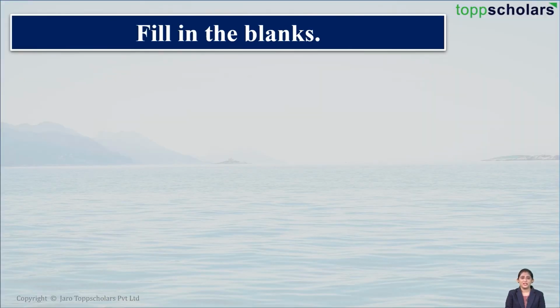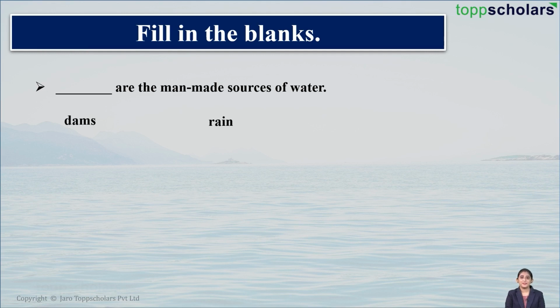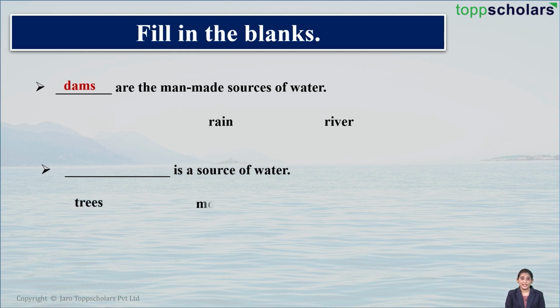So now let us see whether you can answer this. So over here you need to fill in the blanks. Dash are the man-made sources of water. Your options are dams, rain, river. So the right answer will be dams. Excellent. The next one. Dash is a source of water. Your options are trees, mountains, river. So the right answer will be river. Excellent. River is a source of water.